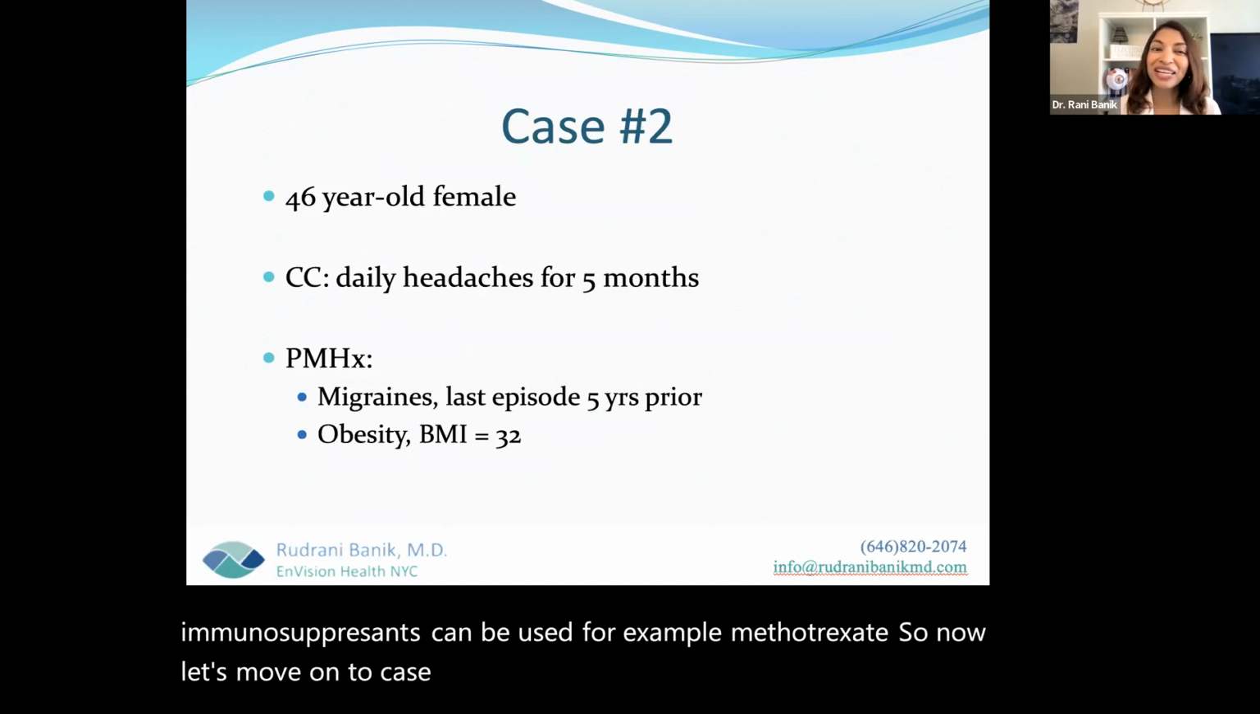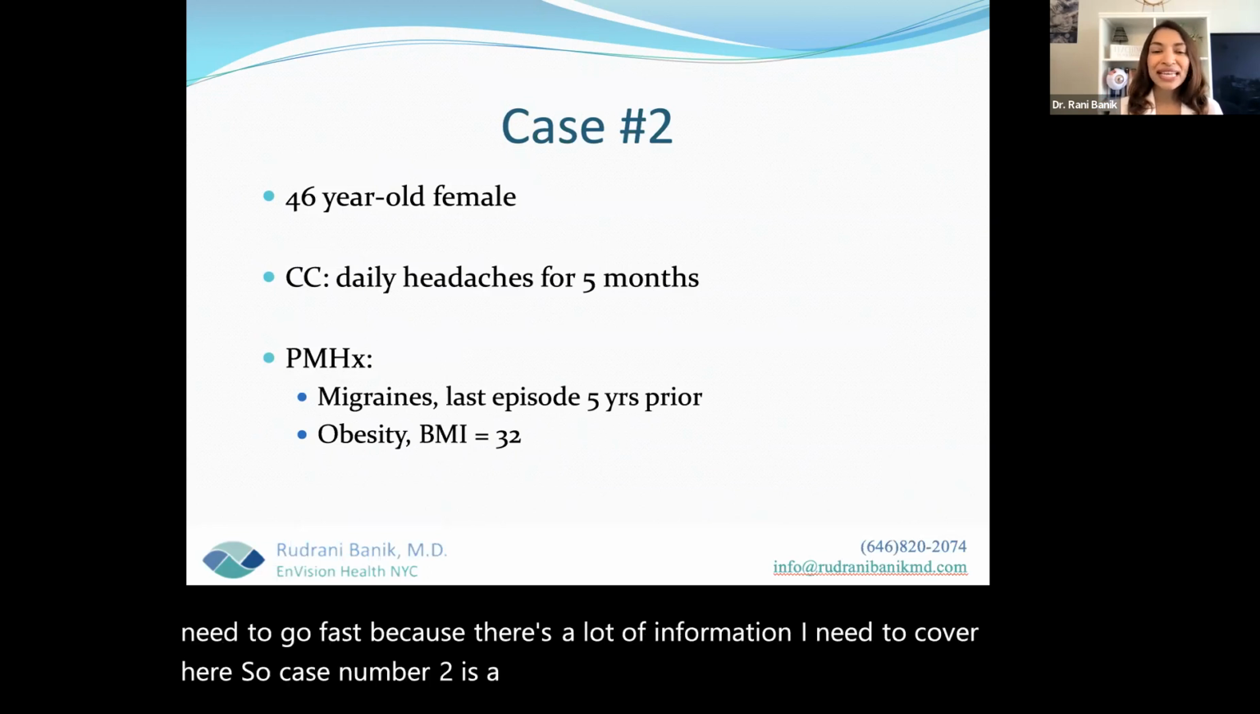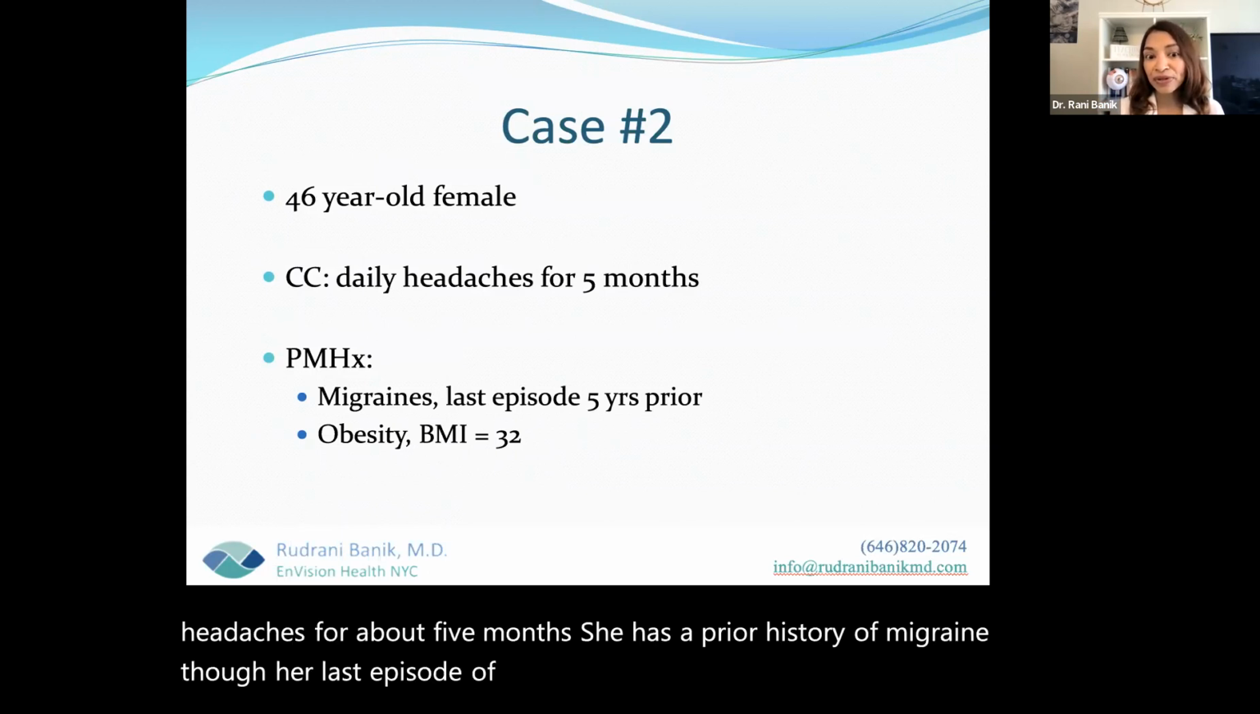I know that was a whirlwind, but I need to go fast because there's a lot of information I need to cover here. So case number 2 is a 46-year-old female. She's had daily headaches for about 5 months. She has a prior history of migraine, though her last episode of migraine was over 5 years prior.